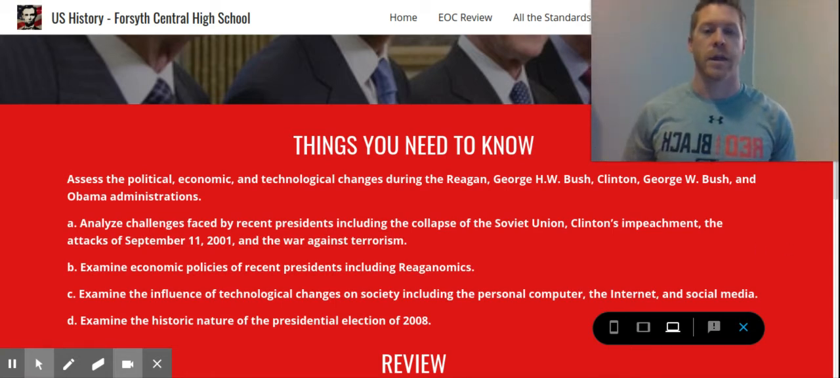All right, here we go. So our last standard, standard 23. This is our standard about the modern presidents. So we're going to start off with Ronald Reagan.